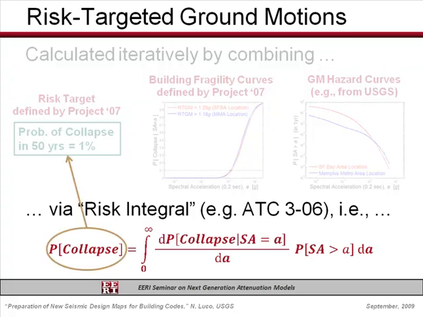So the risk integral: the probability of collapse is equal to an integration of this derivative of the fragility curve here, multiplied by a hazard curve. And we'll go through an example of this later.